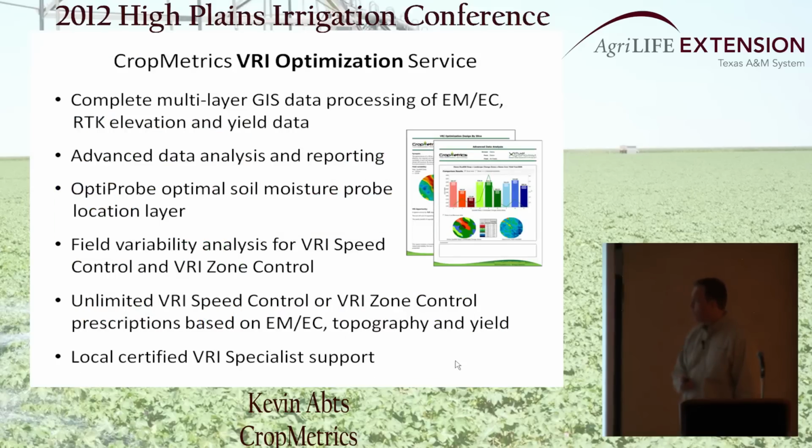So that's the program. Again, what we provide: GIS data process, and we do quite a bit of, I didn't get into this, but what we call advanced data analysis. We take yield data and we process it and we use it to break down the field, identify yield potentials at different points in the field to help with variable rate seeding, variable rate water. We use the software to place the soil moisture probes. We do all the field variability analysis, so at least you have a gauge of what the opportunity is in that field.